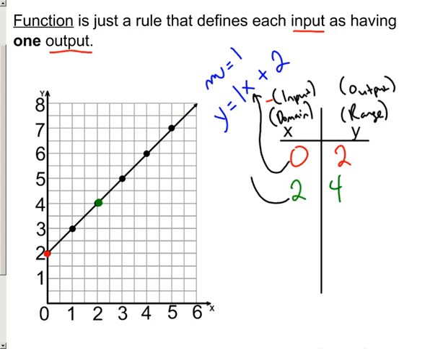Watch what happens with the 2. 2 times 1 is 2, and 2 plus 2 is 4. So my input is 2 and my output is 4. Or my domain is 2 and my range is 4. So these are just nicknames.